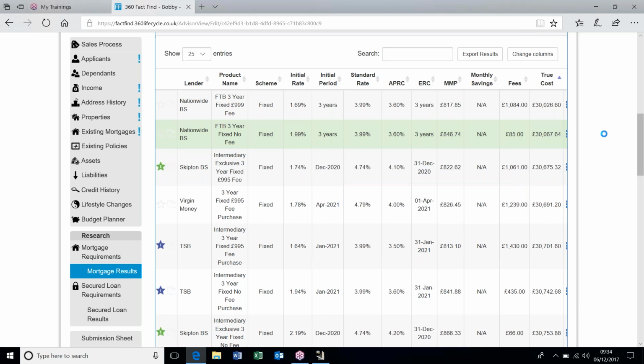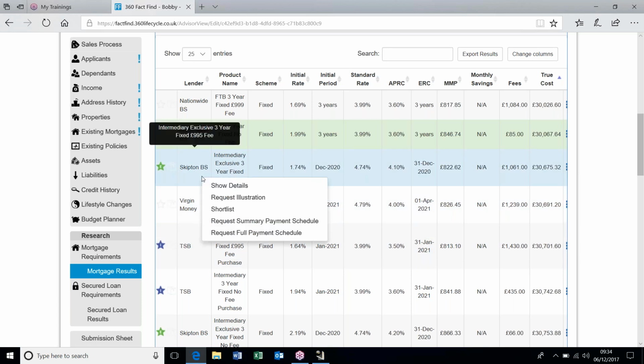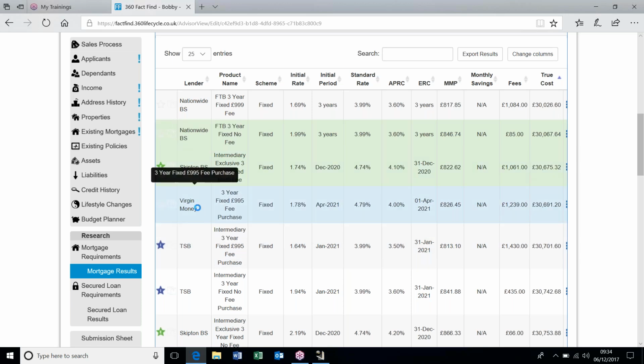So now what the system's doing is it's saving that information in the background, ready for me to review it. You can shortlist as many companies as you want to. So I could shortlist Skipton Building Society's product here as well, and I could also go for Virgin Money if I wanted to. I've just picked the top 3 in this instance, but you can shortlist whoever you want to.